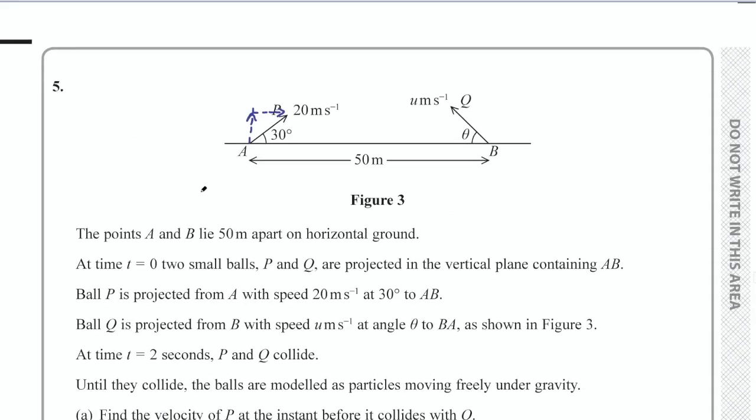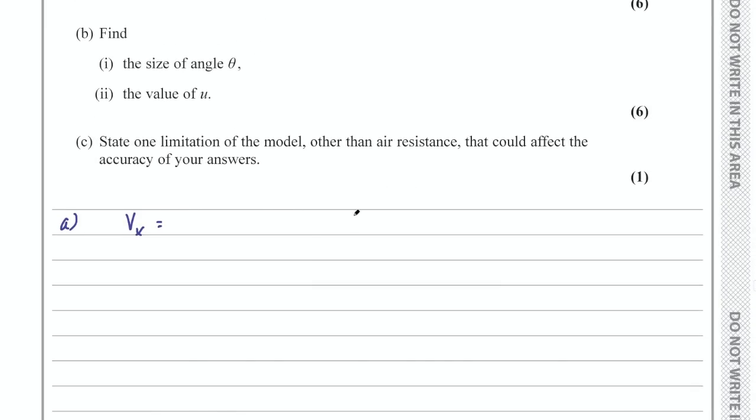Now they give us this angle here of 30 degrees. So this horizontal vector, actually it might be easier if I draw them on the other side. This will be the adjacent side to the angle. This is the hypotenuse of 20. So this vector here is going to be cosine 30 times 20.